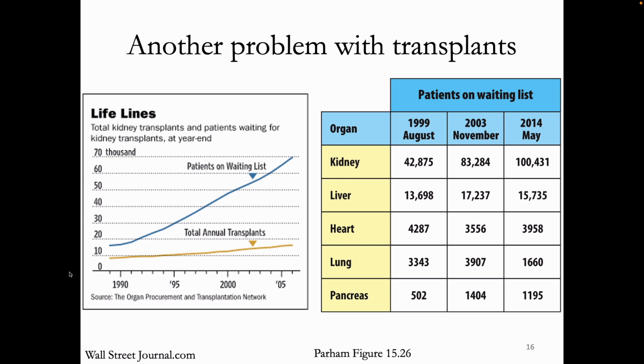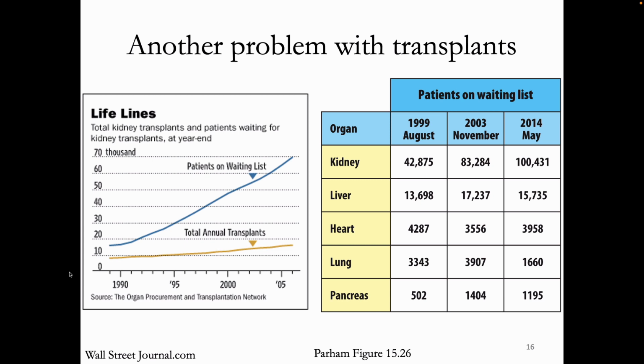And so this is another problem with transplants. These data are, as you look at the numbers, a bit out of date, but the problem has only gotten worse since this was made. So on the left, you can see a graph showing the number of transplants that are happening per year in orange, and the number of patients who are in need of an organ in blue. And what you can see is that there are far fewer transplants happening than the number of patients who need those organs.